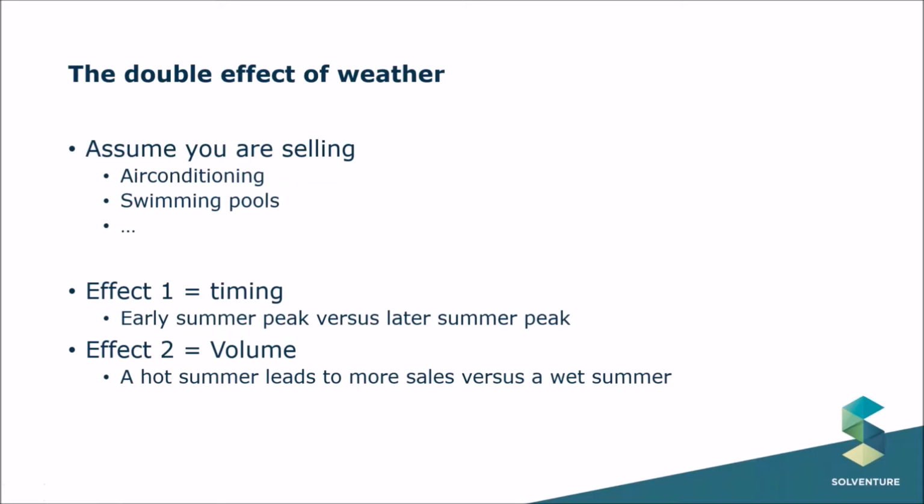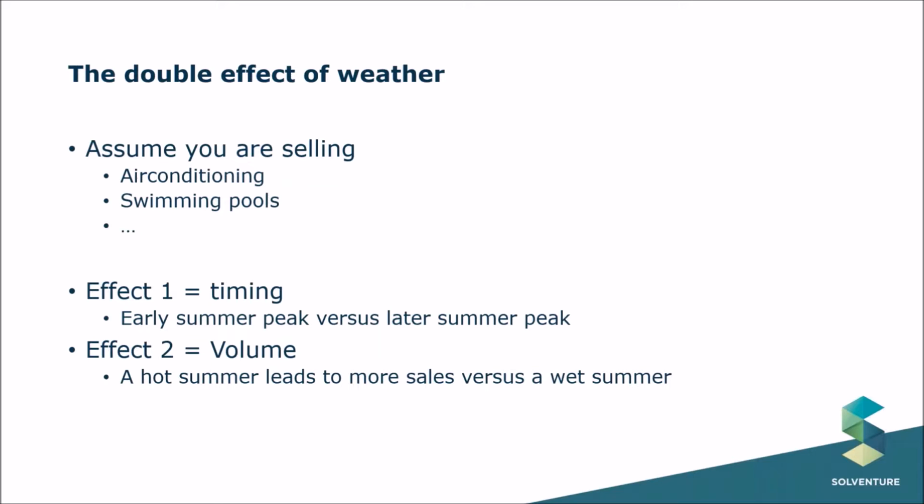If you have an early summer peak, you will start selling earlier. If you have a late summer peak, talking in European terms, if you would have unexpectedly hot weather in September or early October, that would create a late peak. So the timing of the weather really defines the timing of your sales. So that's certainly a first effect.